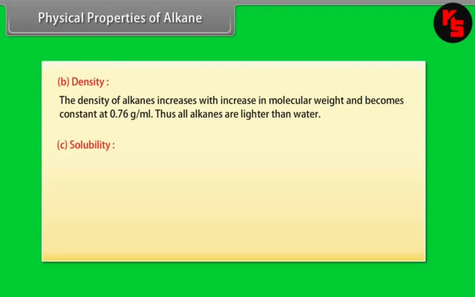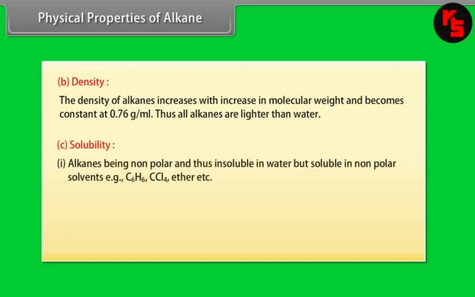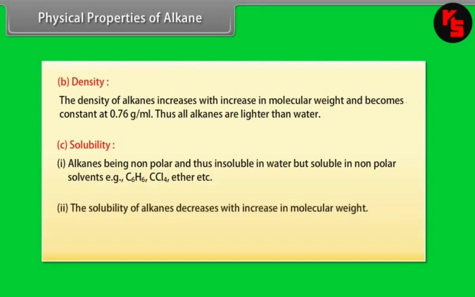Solubility. Number 1: Alkanes, being non-polar, are insoluble in water but soluble in non-polar solvents, for example C6H6, CCl4, ether, etc. Number 2: The solubility of alkanes decreases with increase in molecular weight. Number 3: Liquid alkanes are themselves good non-polar solvents.